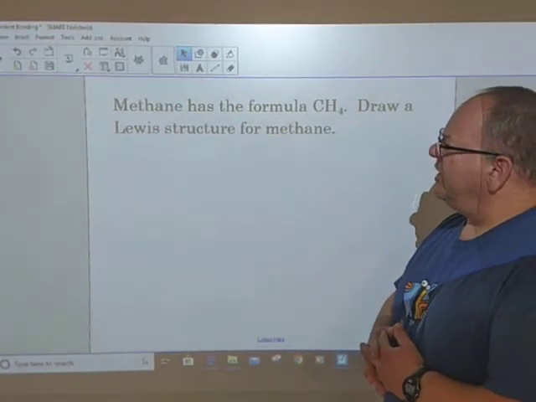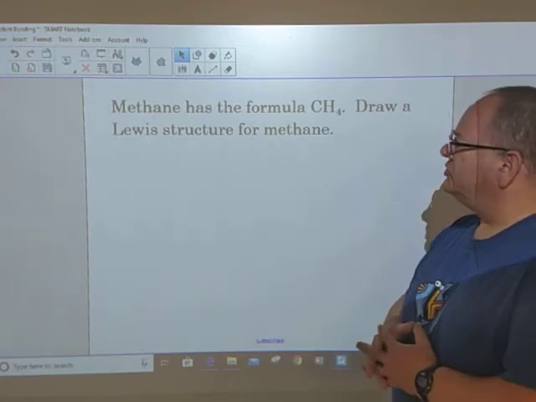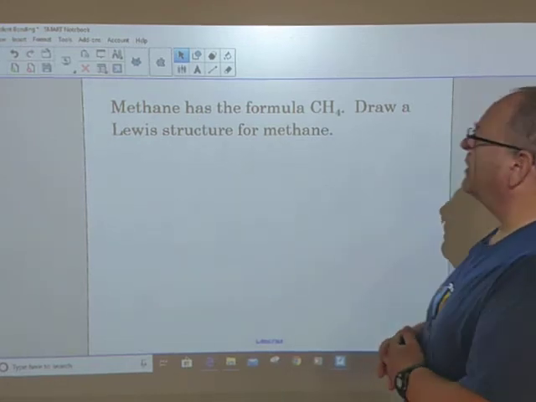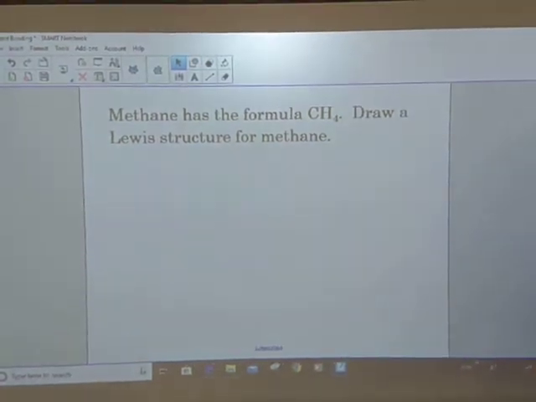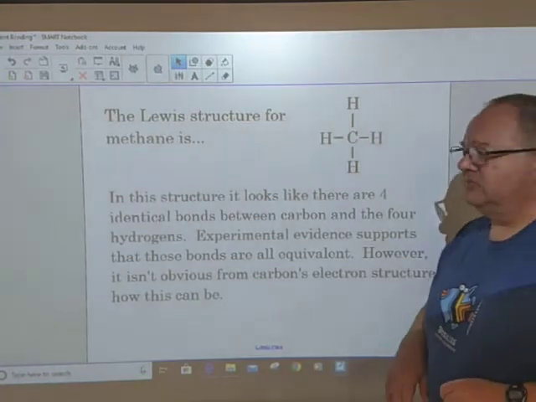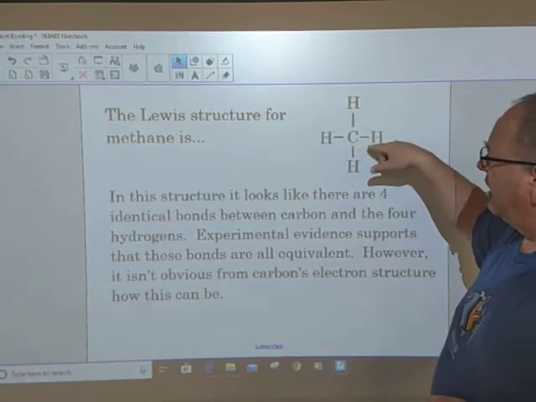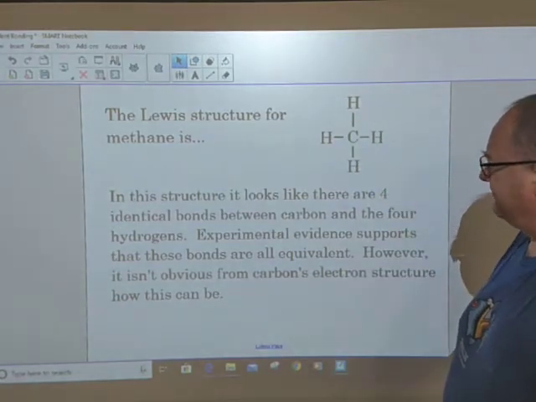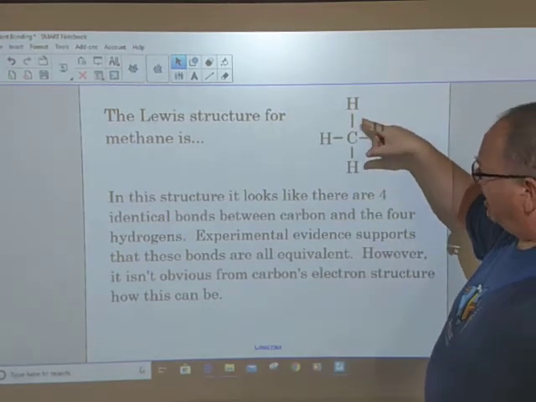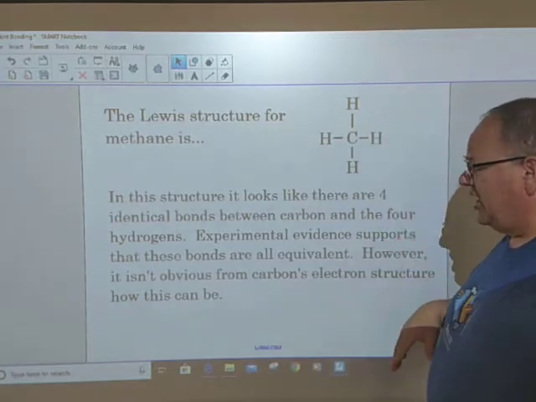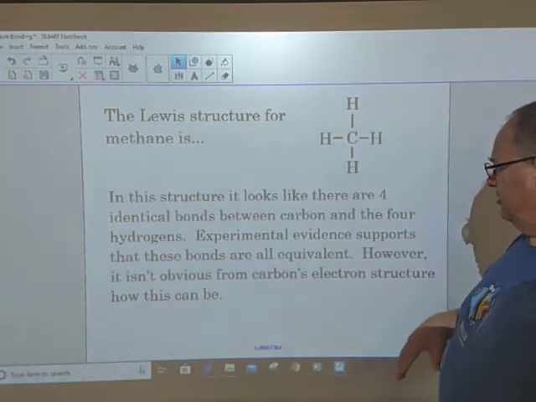So to get our brains thinking about this, I want you to think about methane. The formula is CH4. Go ahead and draw a Lewis structure real quick. I'll wait for you. If you're not done yet, just pause the video. That's a structure we've drawn a few times over, so I hope that was real quick and easy for you. So we've got a carbon and single bonds to 4 different hydrogens. Now, if you were to look at this, it would appear that there are 4 identical bonds to 4 hydrogens. And I think that's what we get from experimental evidence, that those bonds are all equivalent.